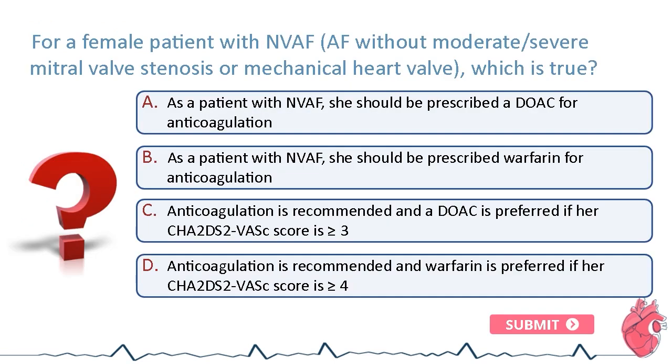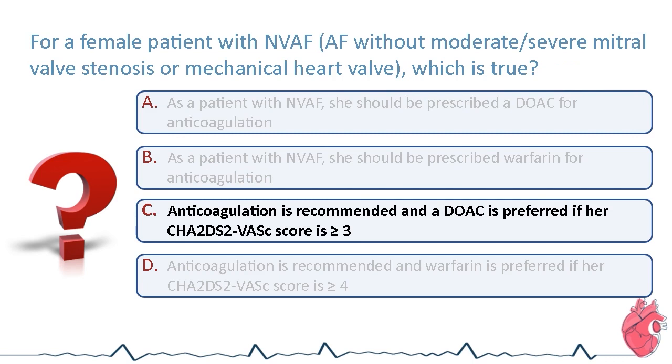So let's go back to our patient. For a female with non-valvular atrial fibrillation, which of the following is true? A, as a patient with non-valvular atrial fibrillation, she should be prescribed a DOAC for anticoagulation. B, as a patient with non-valvular atrial fibrillation, she should be prescribed warfarin for anticoagulation. C, anticoagulation is recommended and a DOAC is preferred, but only for CHA2DS2-VASc score of 3 or greater. Or D, anticoagulation is recommended and warfarin is preferred if her CHA2DS2-VASc score is 4 or greater. And the correct answer here is C.